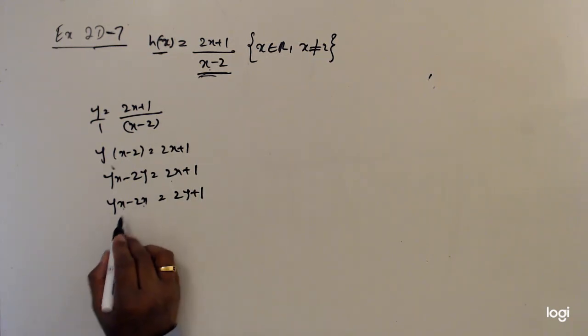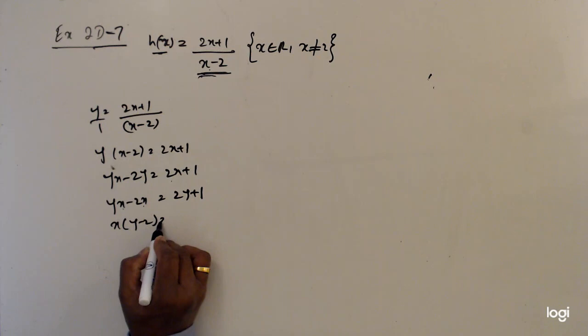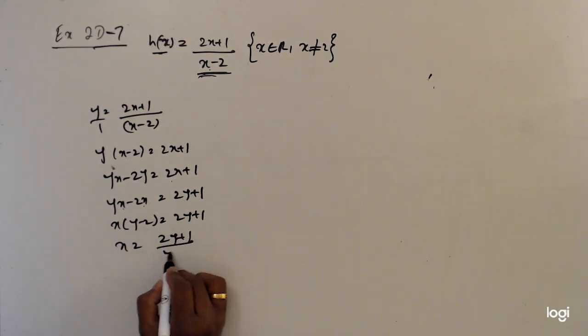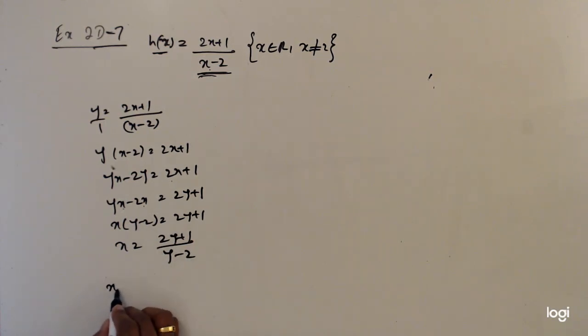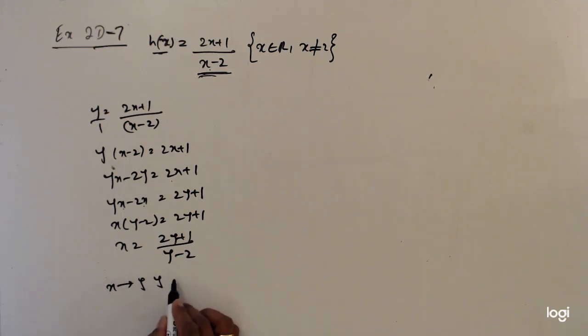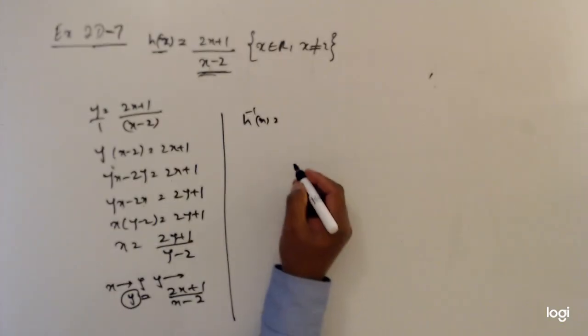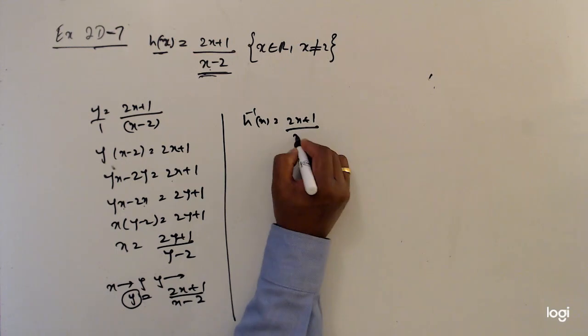Then I will take x out. x times y minus 2 equal to y plus 1. So x equal to y plus 1 over y minus 2. Now swap x and y. So this becomes y equal to 2x plus 1 over x minus 2, and this y means h inverse x. So h inverse x is 2x plus 1 over x minus 2.